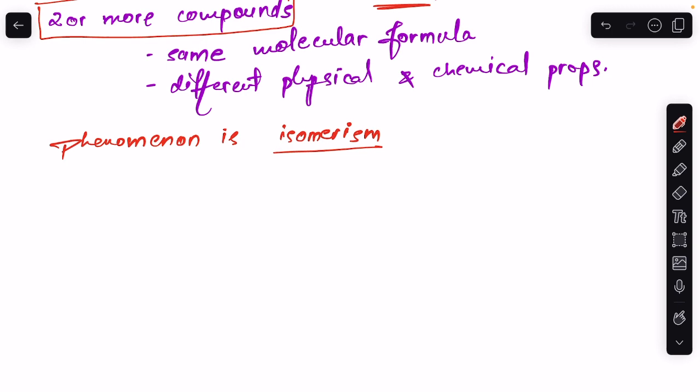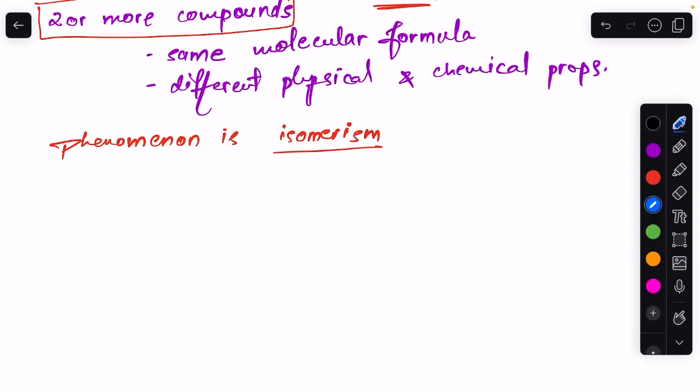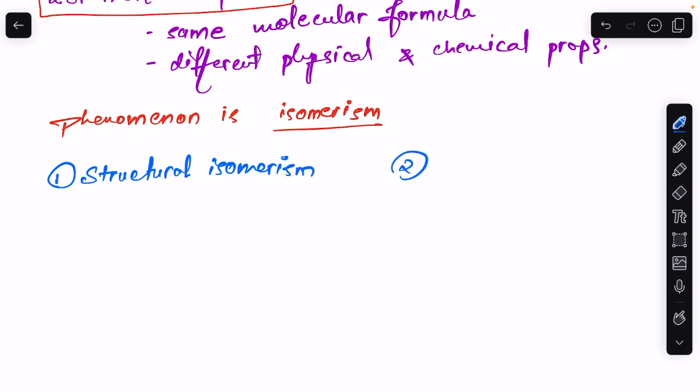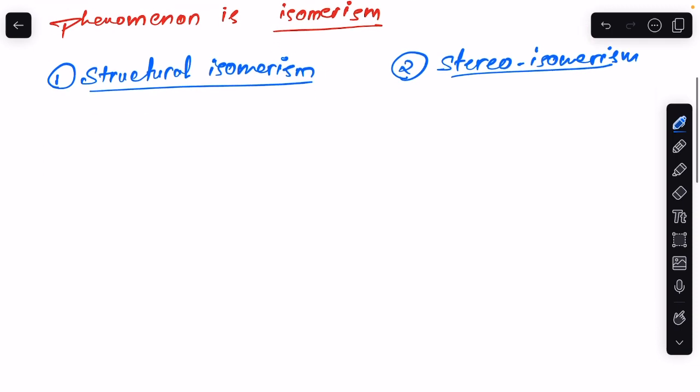अब जो isomerism है, this is of two types. First one is structural isomerism, and second one is stereoisomerism. First of all, we will discuss structural isomerism.